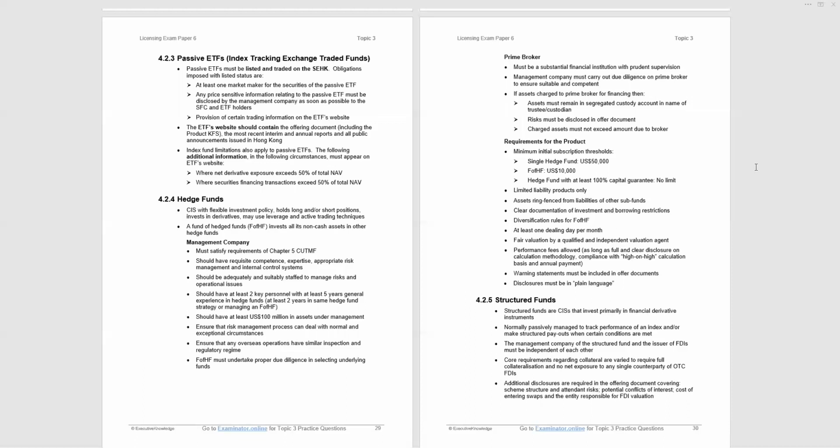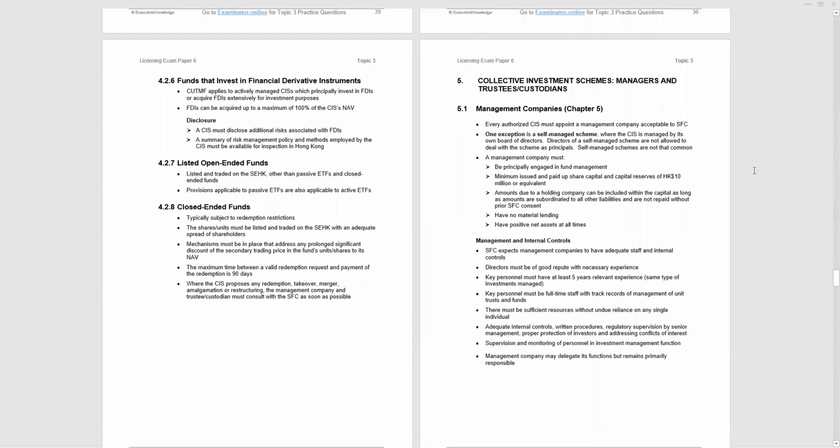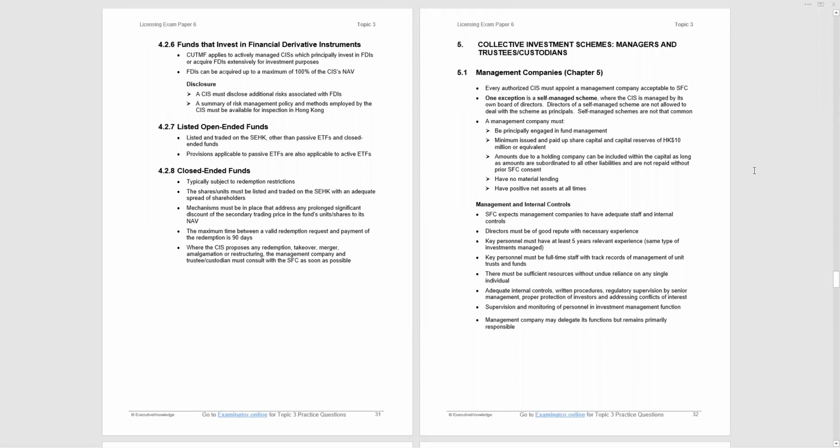Then we've got material restrictions on structured funds under 4.2.5. It continues with funds that invest in financial derivative instruments, listed open-ended funds, and closed-end funds. As ever, topic 3, a lot of detail, the majority of which will not be examined, but read through it and then do practice questions, and through the combination of those 2 approaches, you will be preparing.